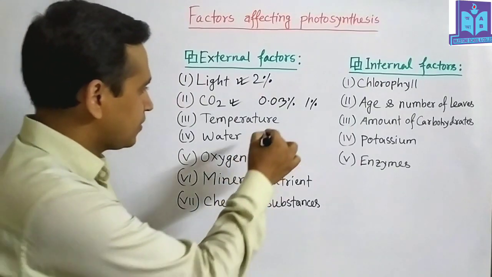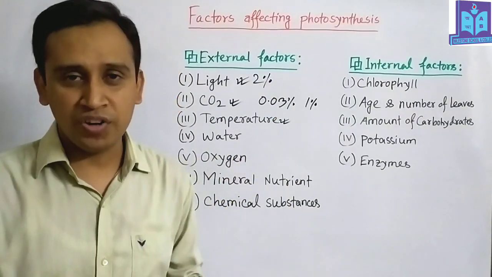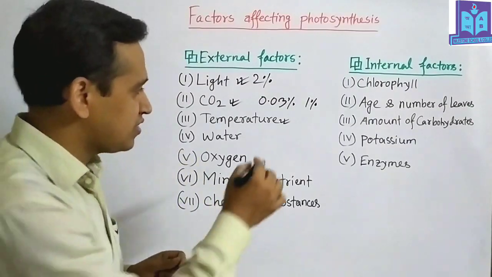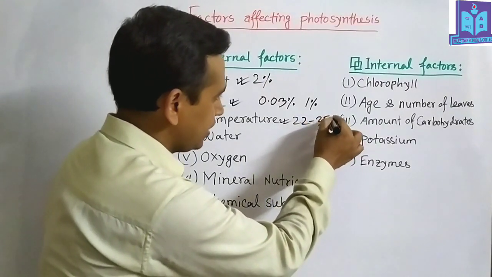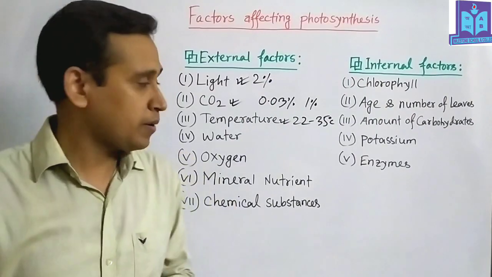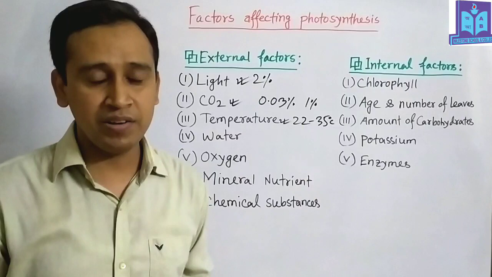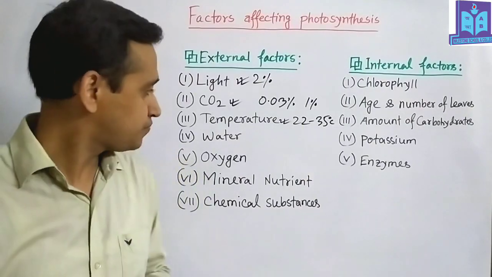Next one is temperature. Temperature is one of the important factors. The optimum temperature for the photosynthesis process is 22 to 35 degrees centigrade. If the temperature is below 22 degrees Celsius or above 35 degrees Celsius, then the photosynthesis rate will decrease.